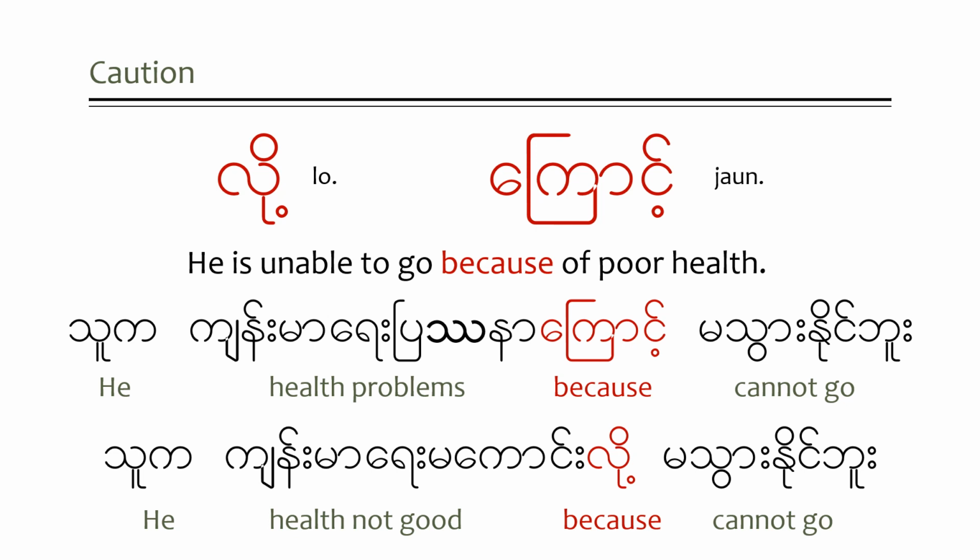Now we're saying because his health is not good, he can't go. And in that case, we're using an adjective. We're saying the same thing, we're just saying a little different way, and that's going to dictate which particular particle we use. So really the key in determining which particle to use is knowing whether you're using a noun or a verb or adjective as the reason.